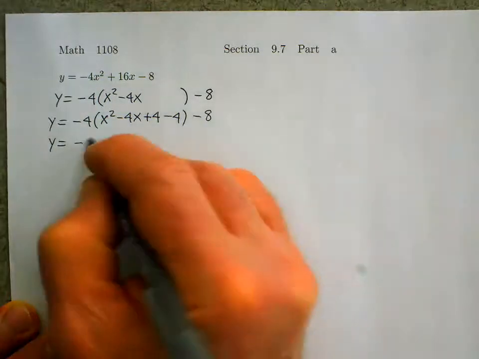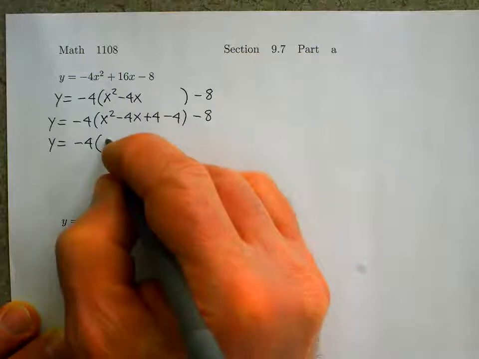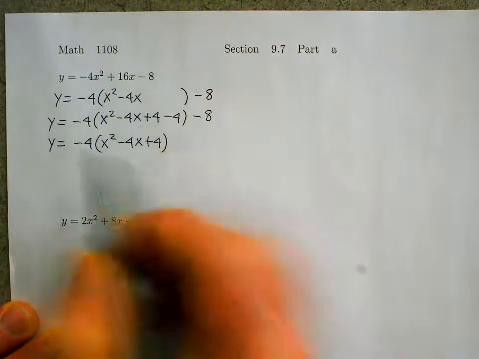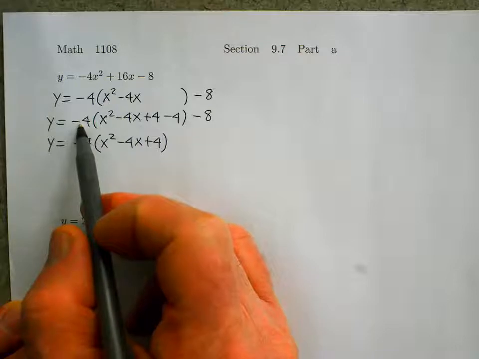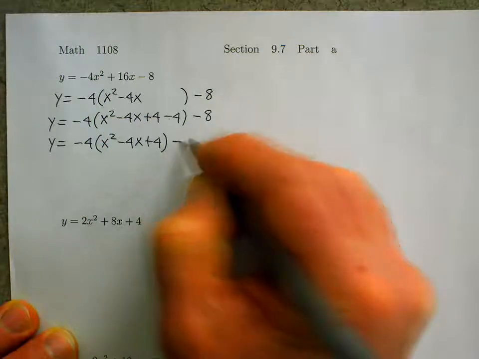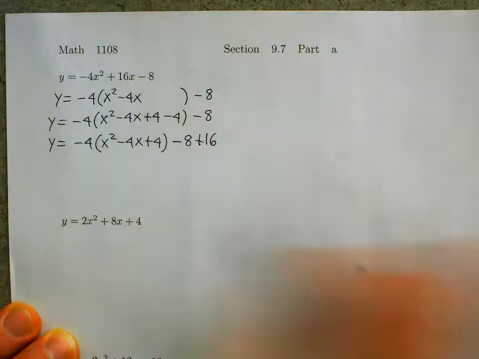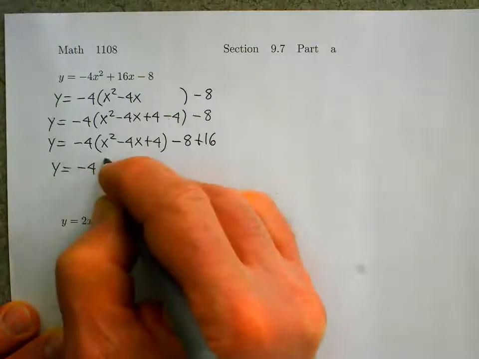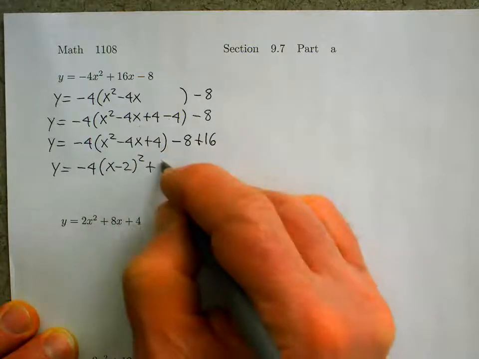And then in the next step, we keep the perfect square trinomial inside the parentheses, x squared minus 4x plus 4. And then on the outside of the parentheses, we're going to add -4 times -4. So together with the -8 that's already on the outside, we're going to add 16. And then the next step is the vertex form. -4 times the binomial x minus 2 squared plus 8.